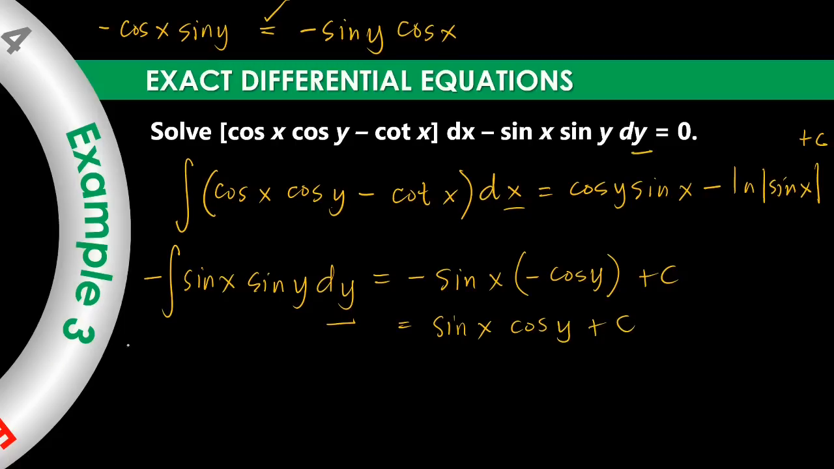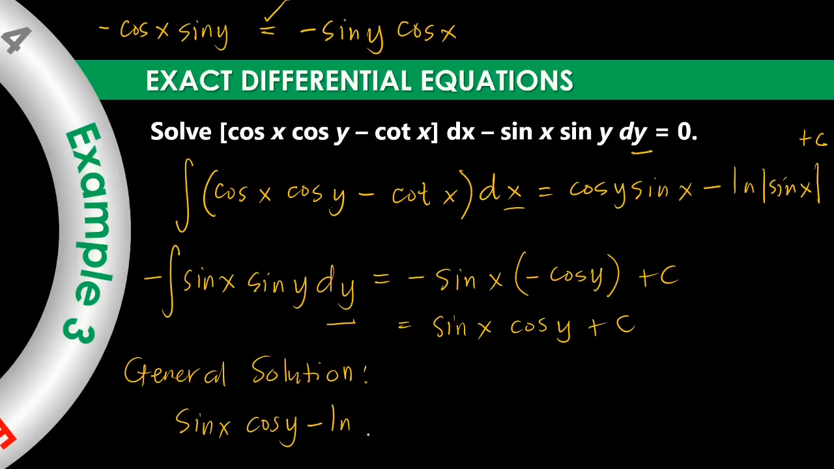Now, let us write down the general solution. Meron bang purely in terms of x? Ayun, kaso nga lang minus siya, di ba? So, unahin na lang natin yung isa. Walang purely in terms of y. So, ang meron tayo is yung common term, cosine y sin x. So, unahin na lang natin yan. Sin x, cosine y, minus ln of the absolute value of sin x equals the arbitrary constant c.